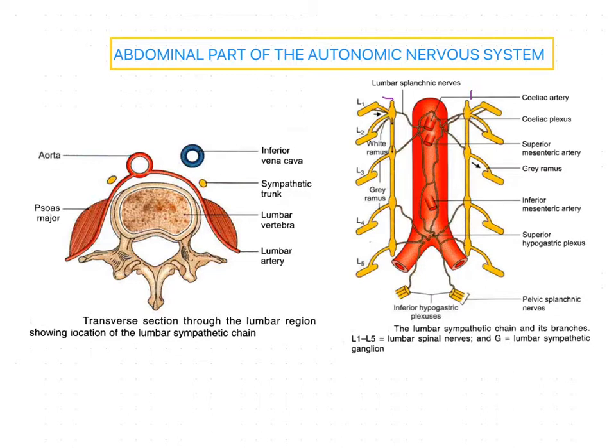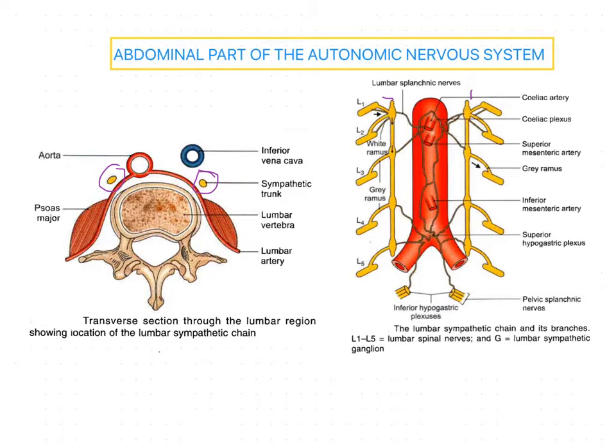Here you can see the transverse section through the lumbar region to look for the location of the lumbar sympathetic chain. Here you can find this lumbar sympathetic trunk. On the right side, behind the inferior vena cava, you can find this sympathetic trunk, and on the left side, by the side of this aorta, you can find this sympathetic chain.